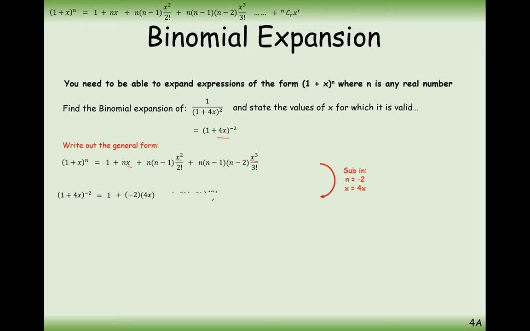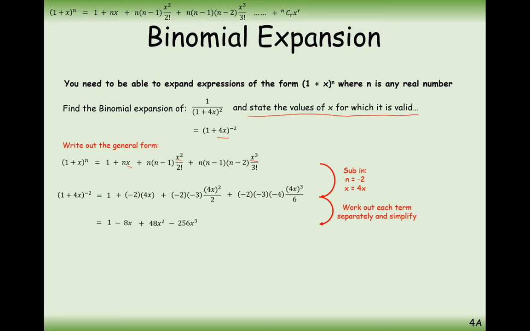So substituting the numbers into the binomial expansion, this is what you'll get. You'll get minus 2 times 4x, plus minus 2 times minus 3 times (4x) squared all over 2. Remember to put brackets around the 4x because the 4 is also going to get squared. Plus minus 2 times minus 3 times minus 4 times (4x) cubed, so remember to put brackets around the 4x because the 4 is also going to get cubed, and that's over 6. Simplifying your answer here, we get 1 minus 8x plus 48x squared minus 256x cubed.